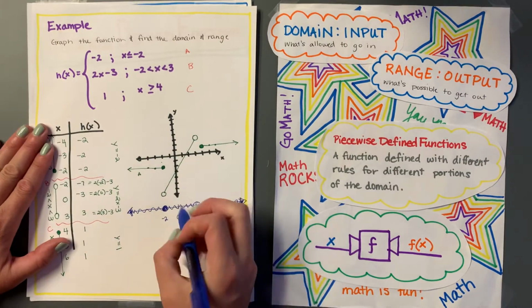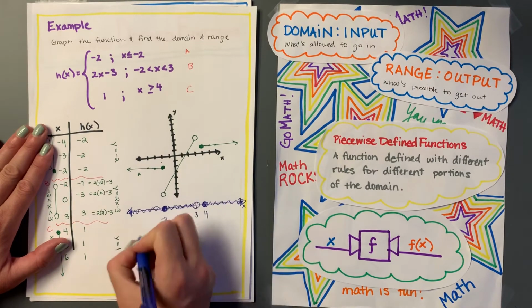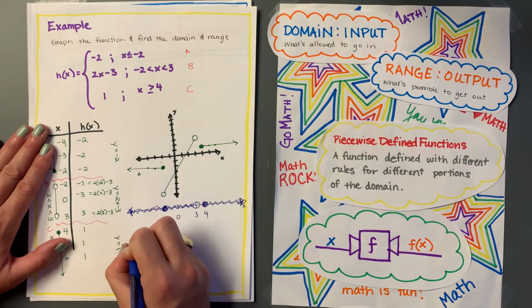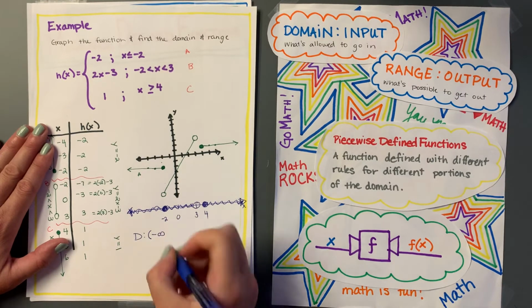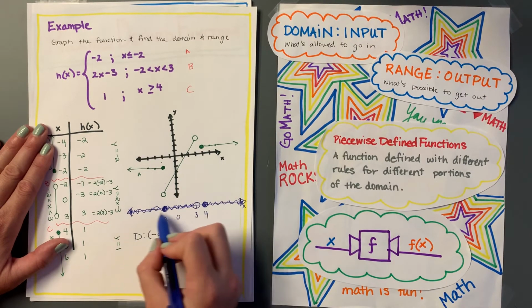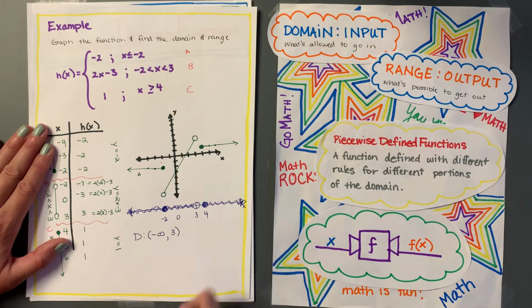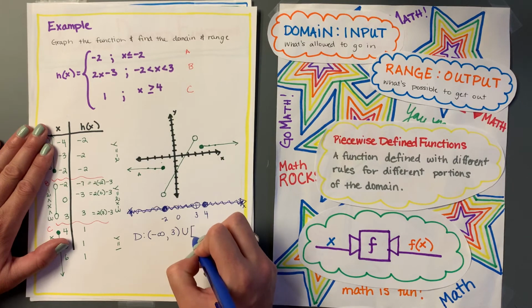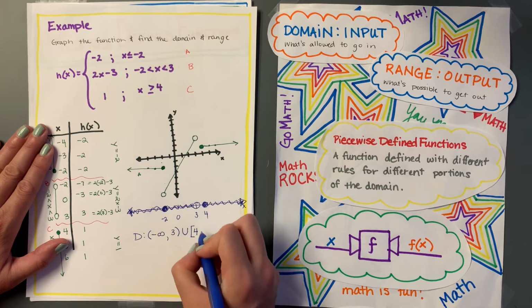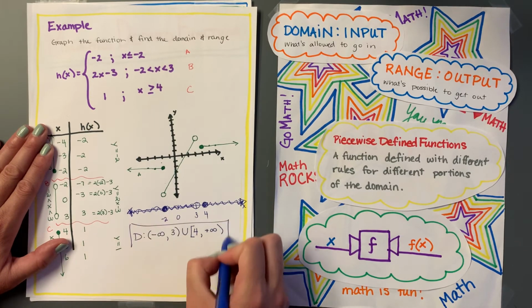So if I look at this and I write this in interval notation, my domain is really, so it starts at negative infinity, which is a soft bracket, and we shade all the way up to 3, but not including 3. We jump over a section. We start shading at 4, and we shade all the way up to positive infinity. So this is my domain.